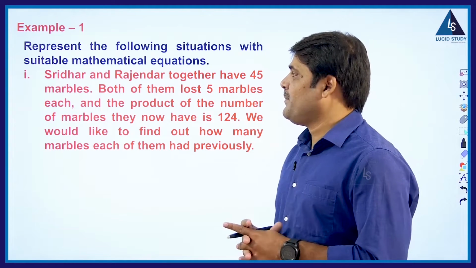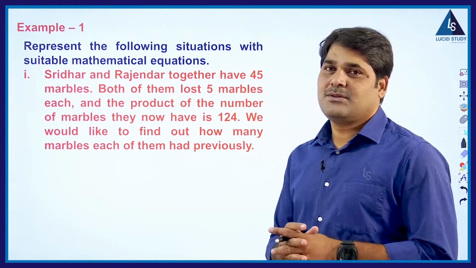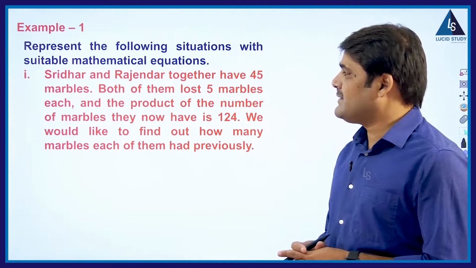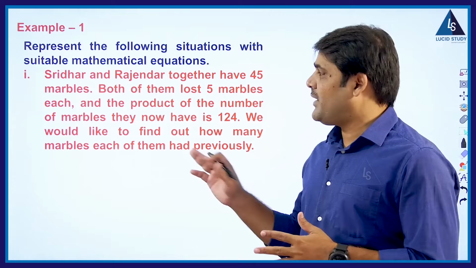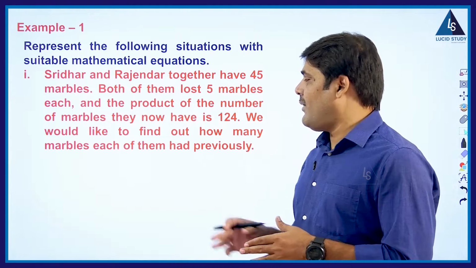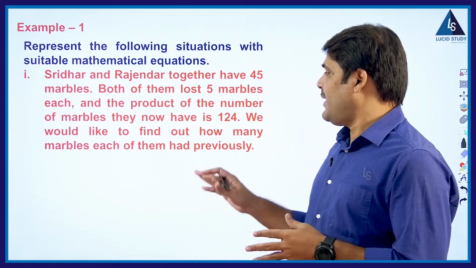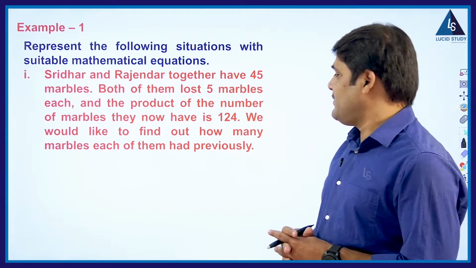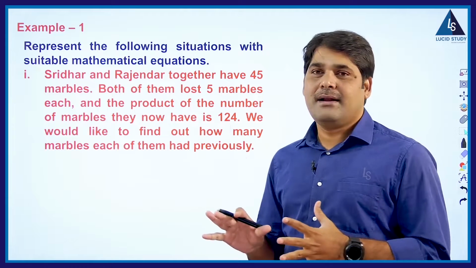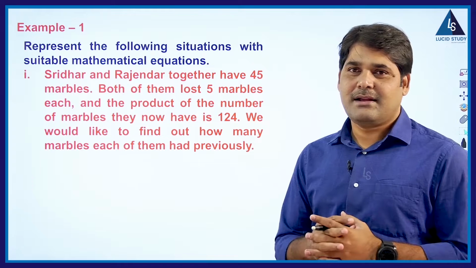Okay, see the first one, Sridhar and Rajendra together have 45 marbles. Both of them lost 5 marbles each. And the product of the number of marbles they now have is 124. So we would like to find out how many marbles each of them had previously. So here what we have to do, we have to build a mathematical situation and we have to convert that into quadratic equation. Okay.